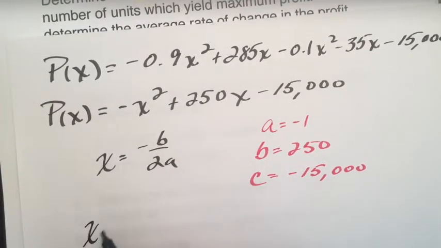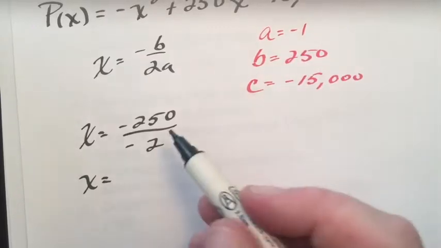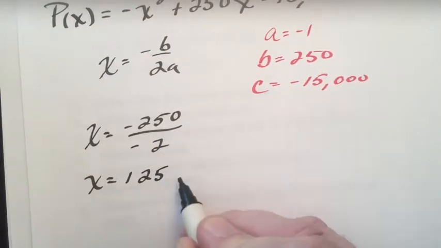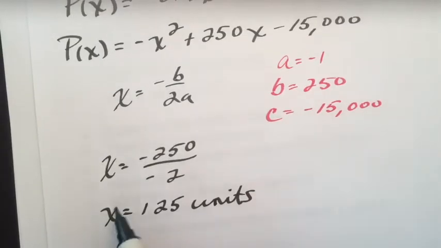Okay. If that is true, x is equal to negative 250 over 2a, which is negative 2. A negative divided by a negative is going to be a positive. 250 divided by 2 is 125 units. Okay, now it's important to go back.